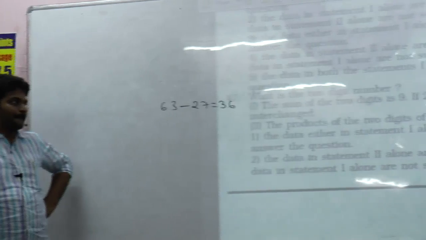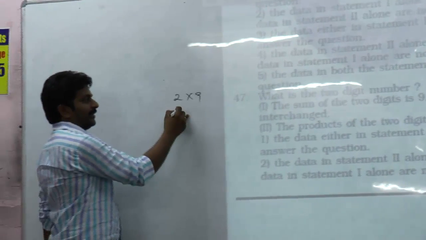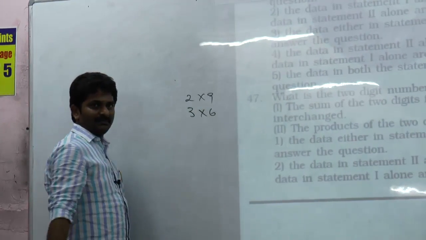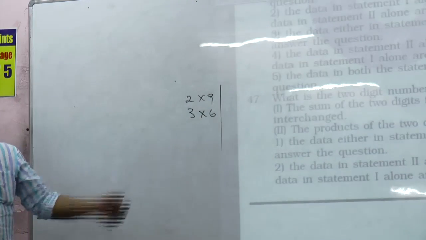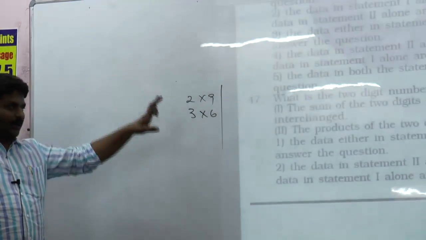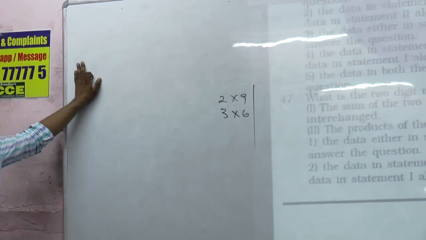Next, the product of the 2 digits of the number is 18. Using only 2, will you get the answer? No. 2 into 9 is 18, that is possible. 3 into 6 is also possible. So your number can be 29 or 92 or 36 or 63, whatever it is. So 2 alone is not sufficient. Using 1 alone, you will get the answer.